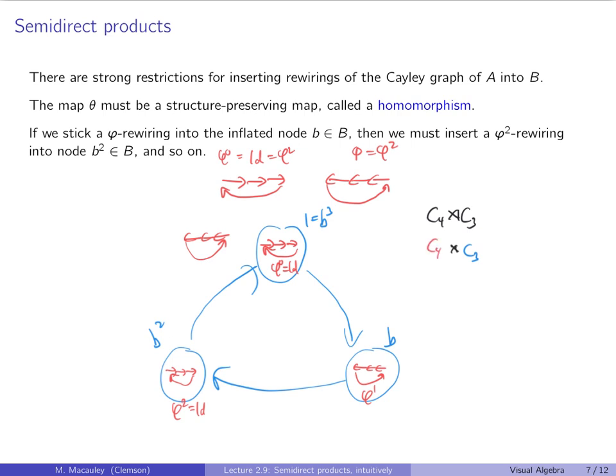Now, I said something technically wrong. I said there's no semidirect product here, and let me emphasize this. But there actually is one. There's a trivial one. There's one where there's the direct product, where you just stick the trivial rewiring in each of these nodes. So it's important to note that the standard direct product is technically a semidirect product, but we don't usually use this symbol unless it's not a standard direct product.